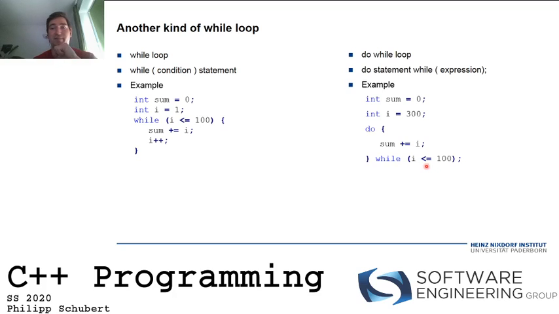Then you check the condition. And if the condition evaluates to true, again you enter the loop body. If your condition evaluates to false, you skip over that loop. And this is called a non-rejecting while loop, because you execute the loop body at least once. That's the point.